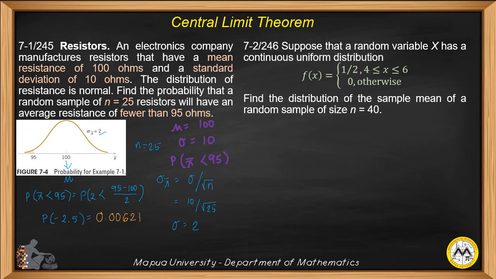First, I think it's better to identify the mean, which is just a plus b over 2. So a is 4, b is 6. So 4 plus 6 is 10, over 2. So the mean is 5. While for the variance, it would be b minus a, squared, over 12. So that is 6 minus 4, which is 2 squared, or 4 over 12. So that is 1/3.